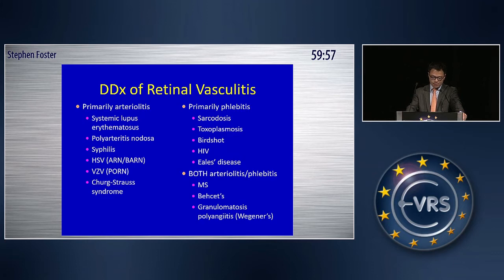And here is the differential diagnosis for retinal vasculitis that involves artery, vein, or both. And that, again, recognizing correctly, describing what you're seeing really makes a big difference.